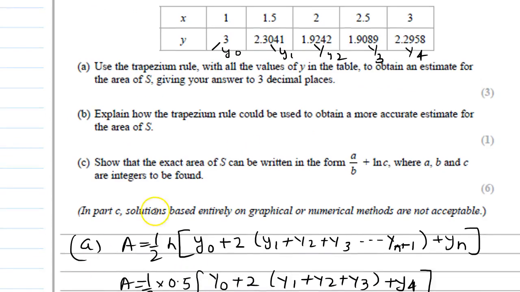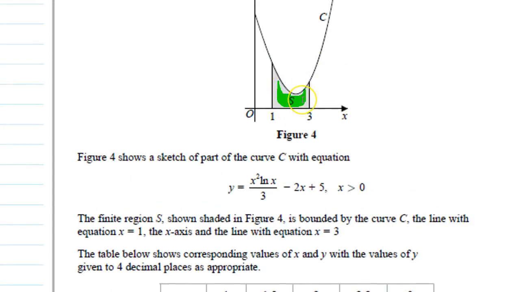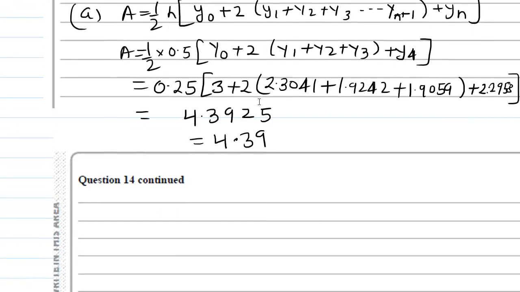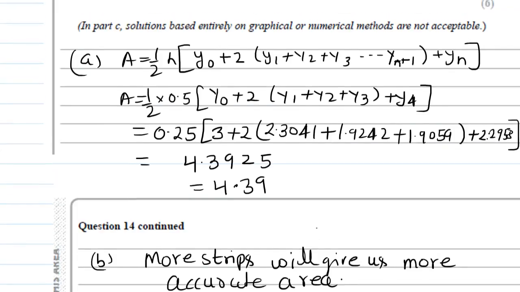Now the B part is: explain how the trapezium rule could be used to obtain a more accurate estimate for the area. If there are more trapezium strips here, then we will have a more accurate area. So you can write here: more strips will give us a more accurate area. That is your B part.